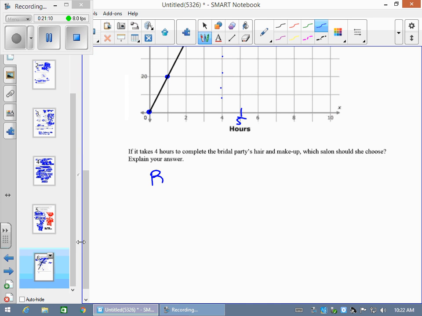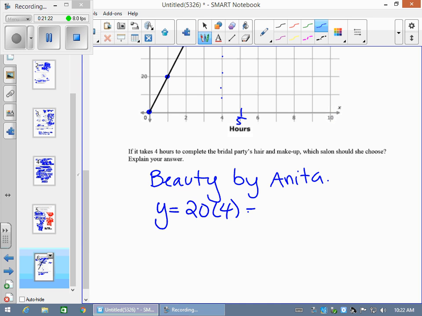And then some kind of explanation, looking at your graph. You can say that if I plug in 4, I get $80 for cost, and if I looked at Oak Grove, that cost would be higher. Some kind of explanation, either graphically or showing your work.